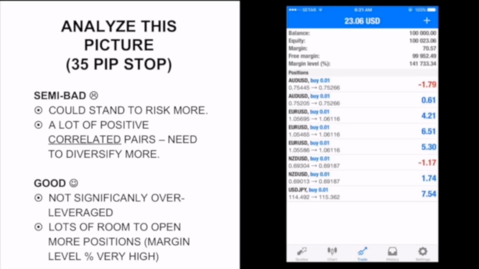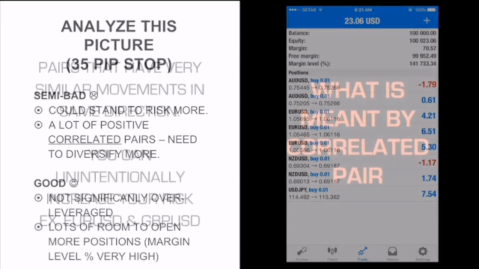All right, good. What's good? Not significantly over leveraged. Lots of room to open up more trades. Very high margin level percent.